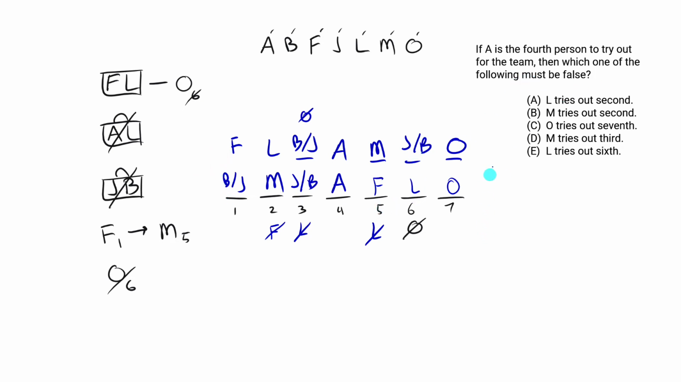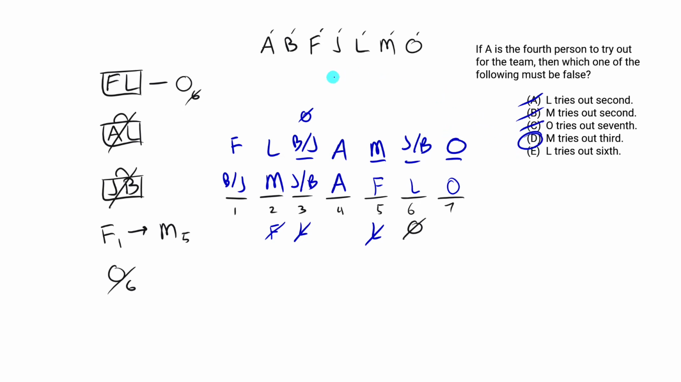We're looking for it must be false. A says L is second, we know it can go second. B says M tries out second, we already know it can go second. O is 7th. Turns out that actually must be true, so it's not a must be false. D says M is 3rd. No, B or J is 3rd, so that's why D is the answer.